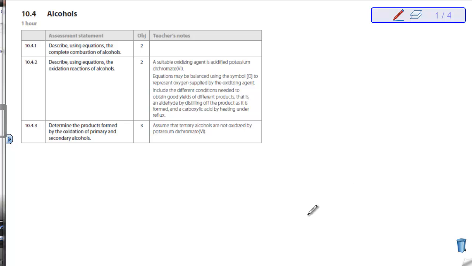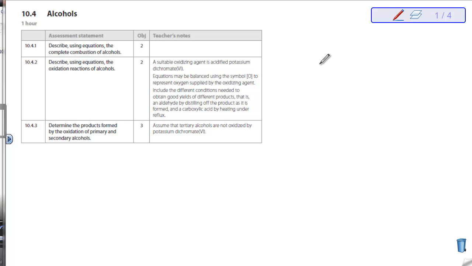Okay, this is the next video in our series. This is covering alcohols. As you can see up above, we're going to talk about some of the reactions involving alcohols and how to control some of those reactions. So let's go ahead and review what alcohols are.